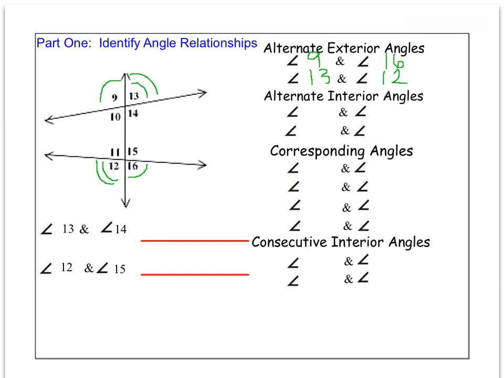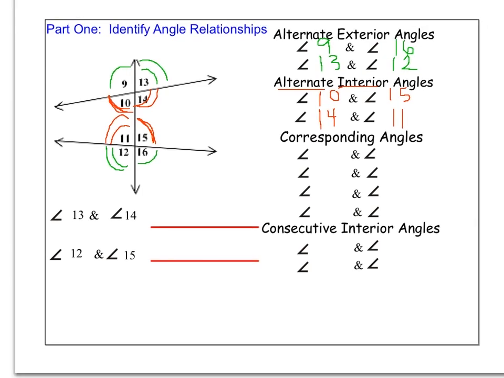Now for alternate interior angles, alternate again means the opposite sides of the transversal and interior means inside of those horizontal lines. We see angle 10 is inside the horizontal lines. Angle 15 is also inside the horizontal lines, and they both are on opposite sides of the transversal. So 10 and 15 are alternate interior angles. Similarly, angle 14 and angle 11 are also going to be alternate interior angles as they are inside and opposite.